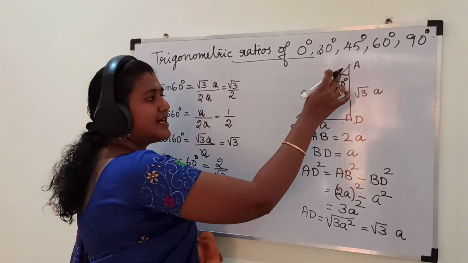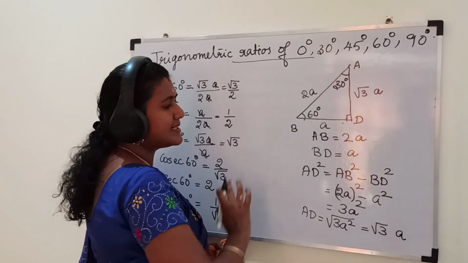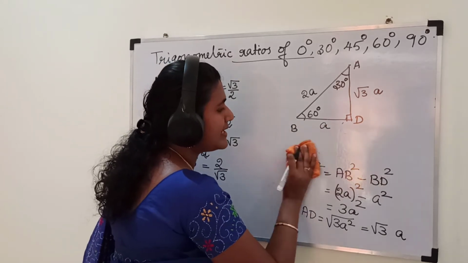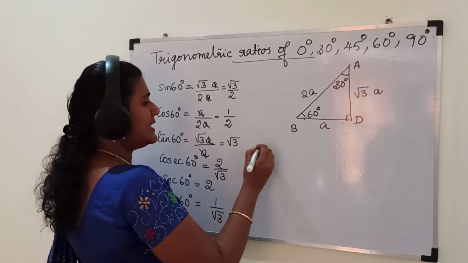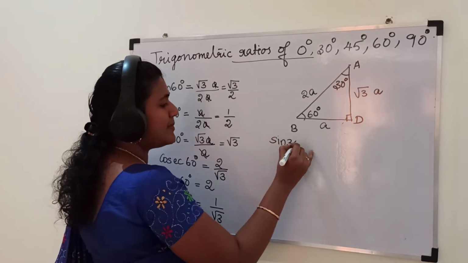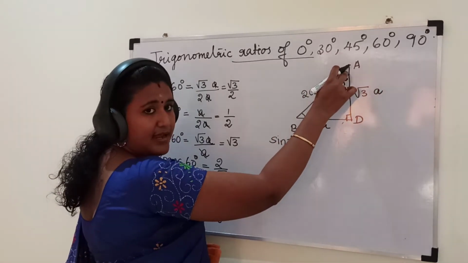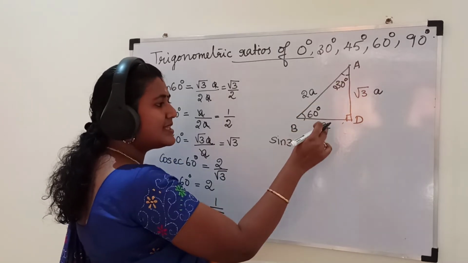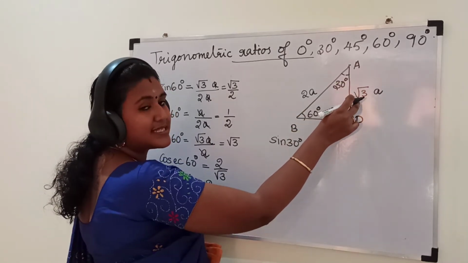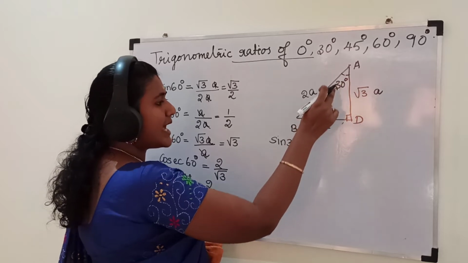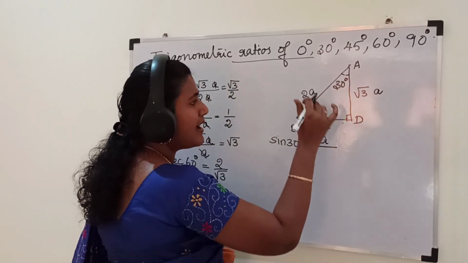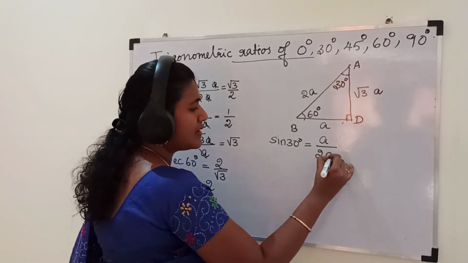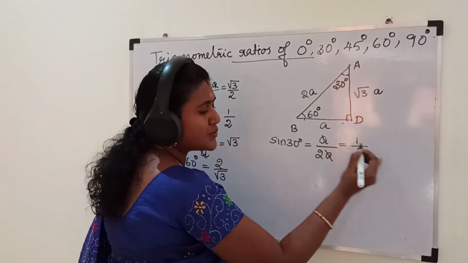Now we will consider this angle A, that is 30 degree. With respect to angle A, we will find the trigonometric ratios. So sin 30 degree. Sin 30 degree means we are considering this angle. With respect to this angle, this side will be the opposite side and this side will be the adjacent side. So sin 30 degree is equal to BD, that is A by hypotenuse 2A. So the answer is 1 by 2.